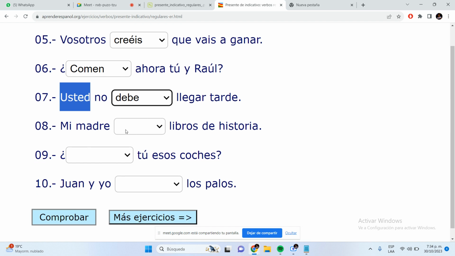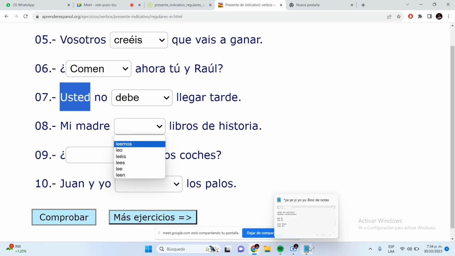Now, mi madre likes history books. Reads history books. Mi madre. I guess. What's the verb? Is it ER? It's ER. All of these verbs are ER verbs. Are all ER? Yes. Okay.